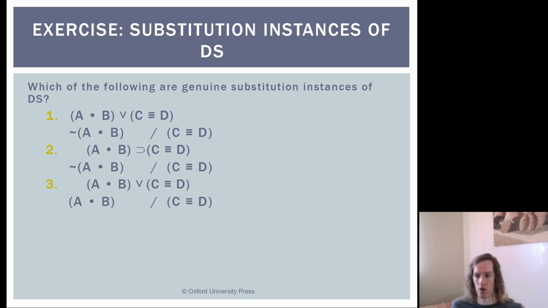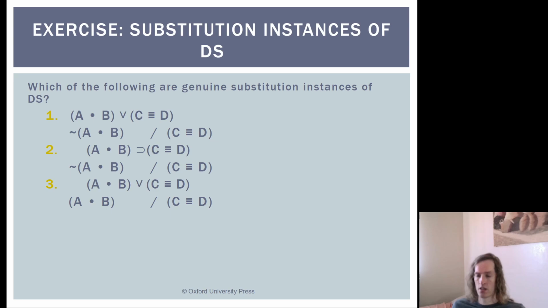No. Well, first of all, this is a conditional, so it's not even a disjunction in the first place. And second, with a conditional, just because the antecedent is not true doesn't tell us anything about whether or not the consequent is true. So we can't conclude C if and only if D from the negation of the antecedent. If A and B, then C if and only if D.